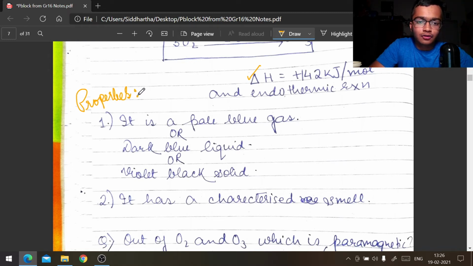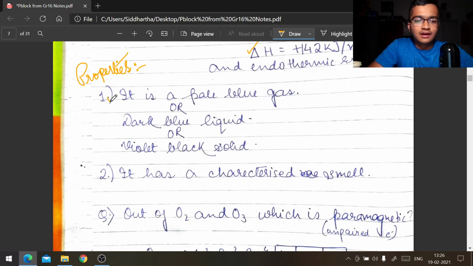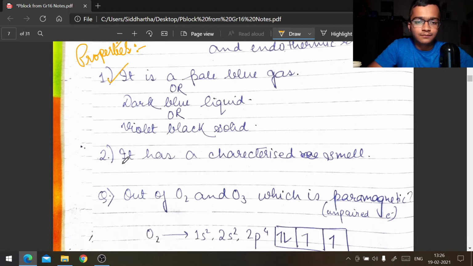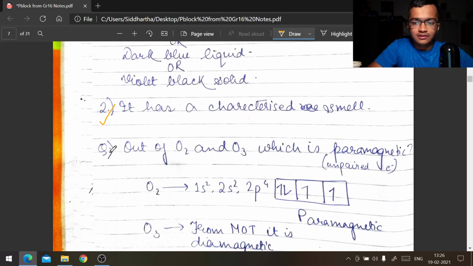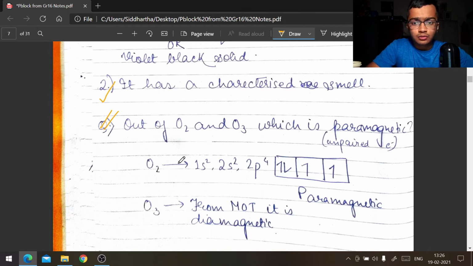Okay, so properties of ozone. It is a pale blue gas, dark blue liquid, and violet black solid. It has a characteristic smell. Out of O2 and O3, which is paramagnetic? This is a question. Okay, now O2 and O3.